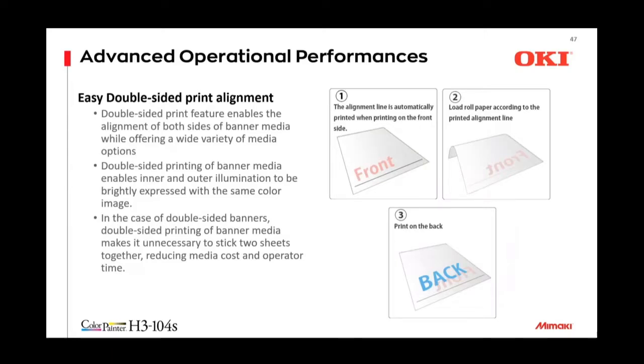All right, so we do have a double-sided print alignment functionality. This is obviously great for banner printing. It enables the inner and outer illumination to be brightly expressed with the same color image. So if you've got block-out type banner material and you want to print on both sides and align, the functionality is definitely there. And there's a sensor applied to the printer to make that functionality work.